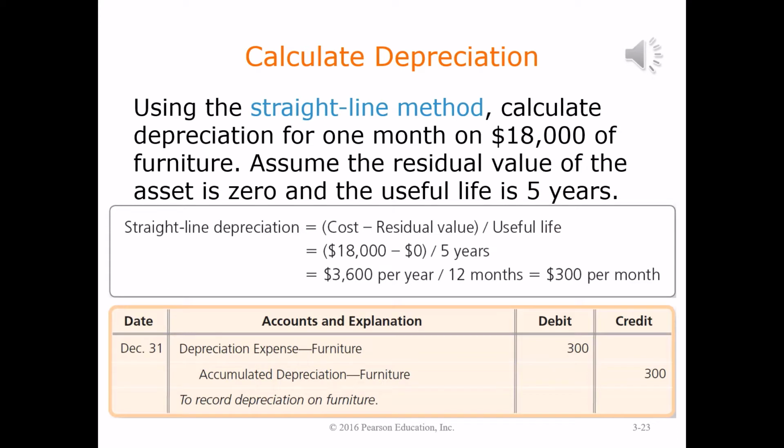Our journal entry is to debit depreciation expense furniture, which is an expense account and in the equity category, and we will credit accumulated depreciation furniture for $300. This account is a contra asset account. That means that it is in the asset category, but its normal balance is a credit balance, and its purpose is to offset the assets to show a more appropriate book value.